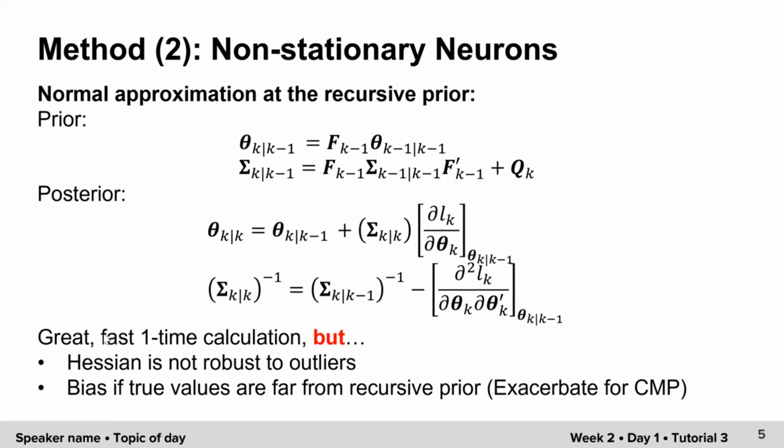This is great because it's just a one-time calculation, but there are some problems. First, the Hessian is not robust to outliers, and secondly, the estimated posterior might be biased too much if true values are far from the recursive prior, and this problem is even exacerbated for a dynamic CMP model.